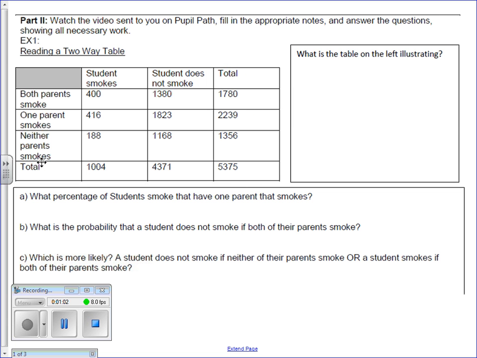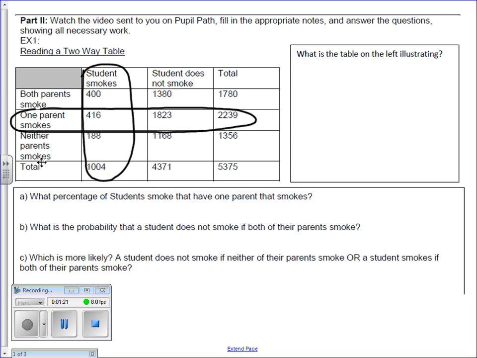Okay, so A, what percentage of students smoke that have one parent that smokes? I need to look at students that smoke, which is this column, and have one parent that smokes, which is this row, and I'm going to look at where they overlap. They overlap right here. So it says 416 students that smoke have one parent that smokes.